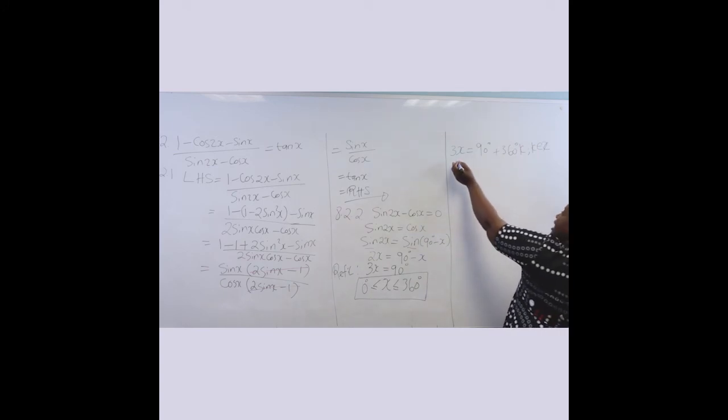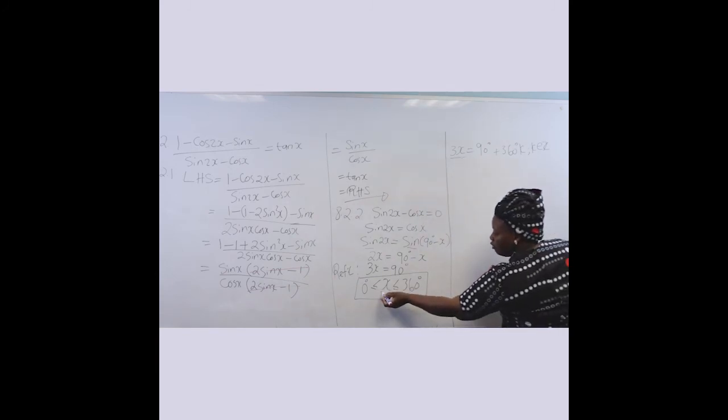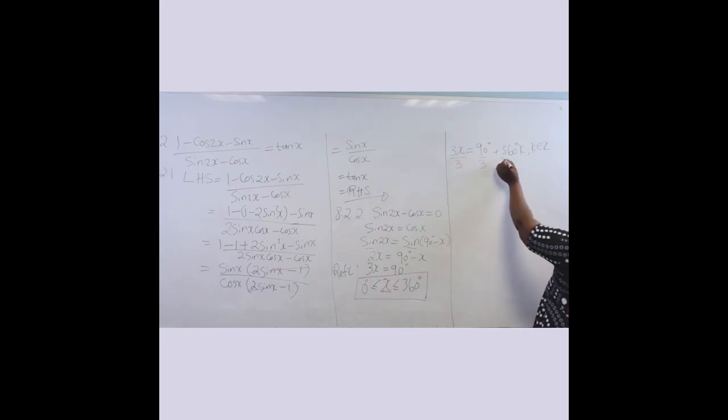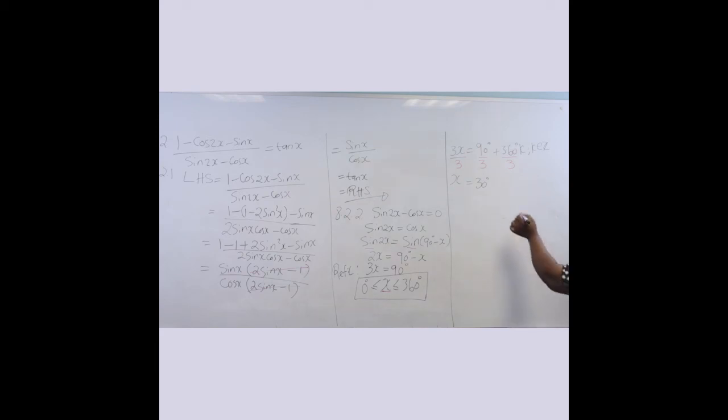So first of all, let's divide everything by 3 to get x, because remember, we are solving for x. So we have to have it as x. So divide by 3, and divide that by 3, meaning the period has changed. So if we say 3x divided by 3, we remain with x, and 90 divided by 3, it's going to give us 30, and 360 divided by 3, it's going to give us 120. So that is our new period, where k is an element of integers.